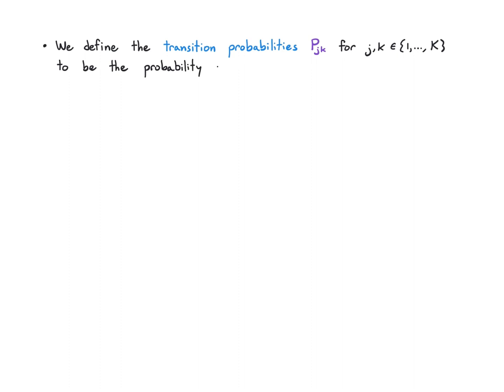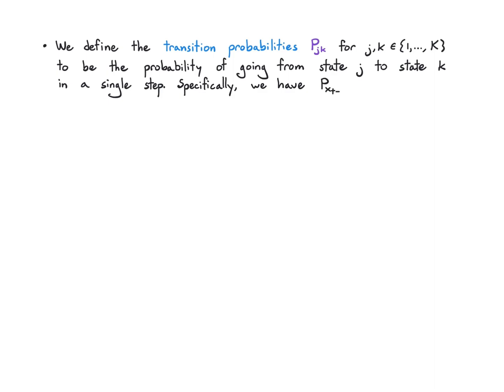Okay, the transition probabilities for a Markov chain, which we write as p_jk for j and k in this range, that is the probability of going from state j to state k in a single time step. So specifically, when we're writing p of x_(t+1) given x_t, and we want to go to k at t plus 1, and we start at j at time t, that probability is just p_jk for all t. These probabilities are non-negative because they're probabilities, and they normalize.